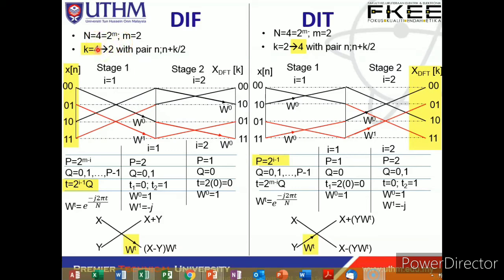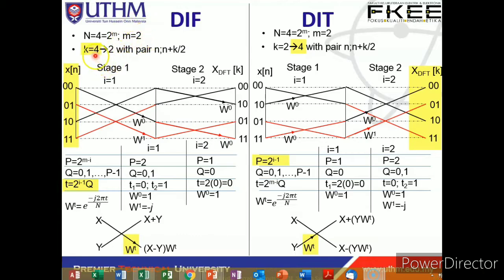So when the question asks you to calculate by using the fast Fourier transform, you need to determine the number of samples. So for example, here we have the number of samples equal to 4. Okay, so 4 equals 2 to the power of m. We need to find the number of stages for our given number of samples. So in this case, we have 2 stages.